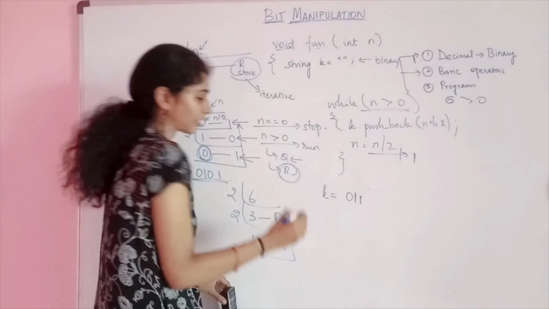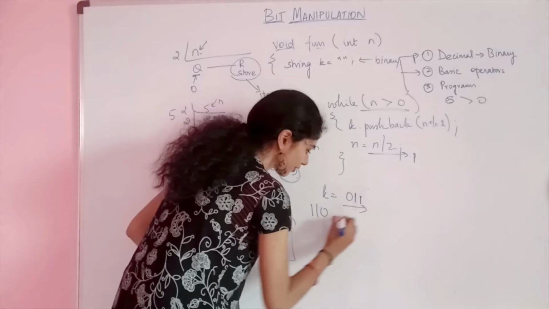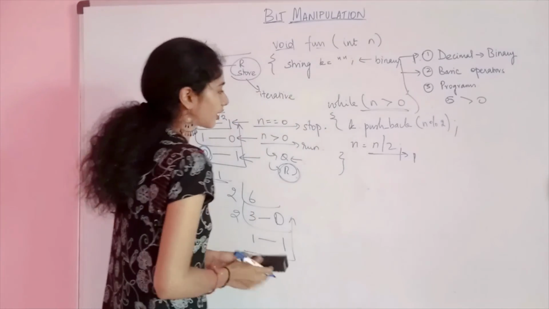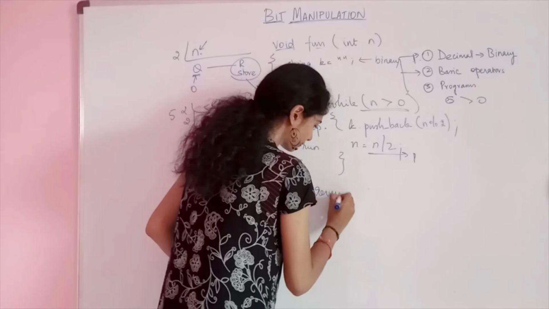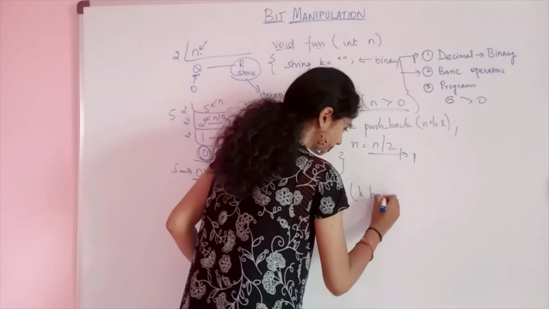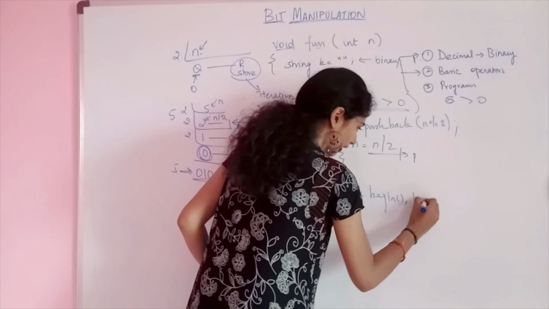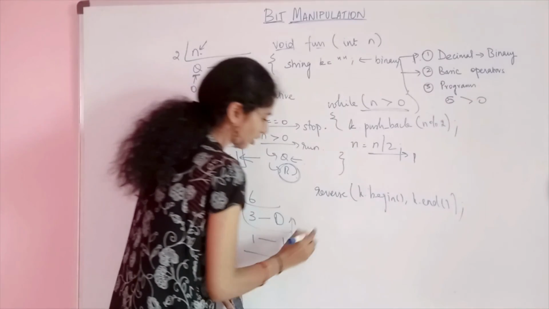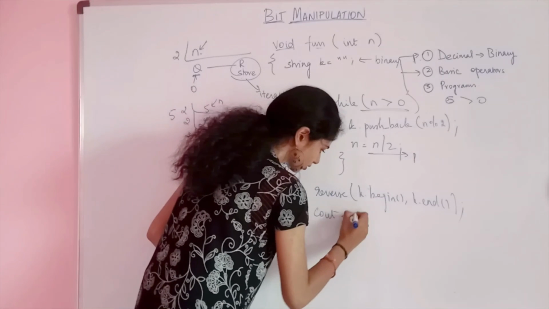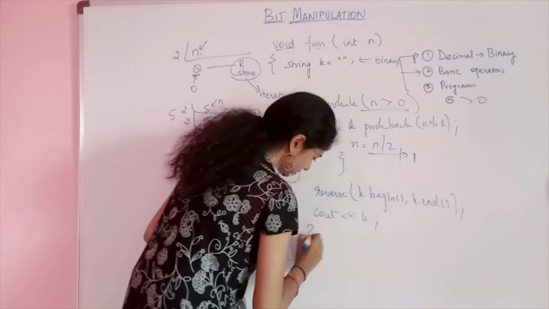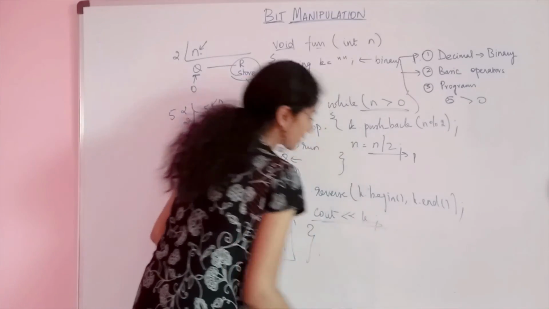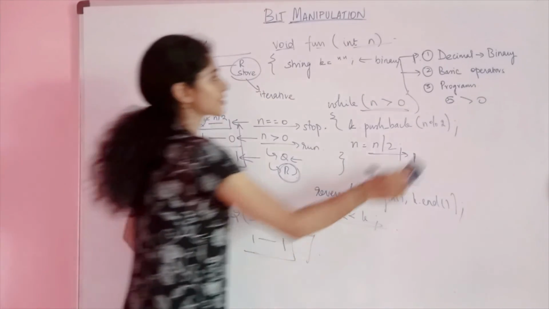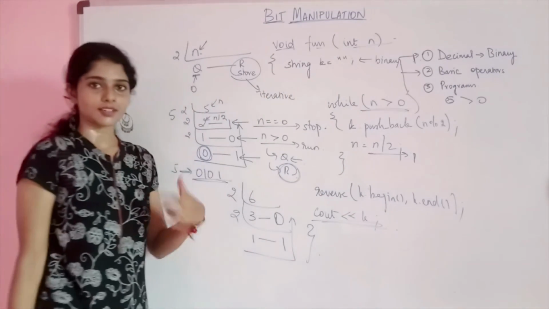But what is the desired value? 1 1 0, the reverse of this. So how do I reverse this? You have an inbuilt function: reverse of k dot begin, comma k dot end. So the original string will actually get reversed. And then cout. That's it. So you will get the binary representation of the given integer. I hope you understood this. Let's look at the basic operators in the next module.